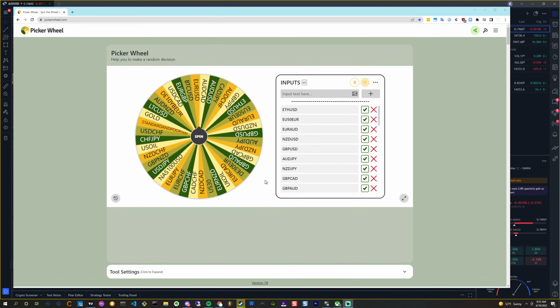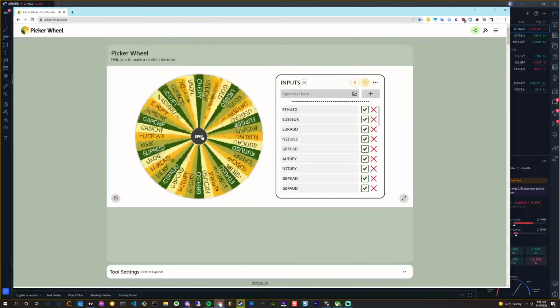What is going on? It is Sunday. That is my backtest day. It is April 10th. And what we're going to do is spin this wheel, pick a random pair and a random date from the last trading week, and see how we get on. Let's spin this wheel.